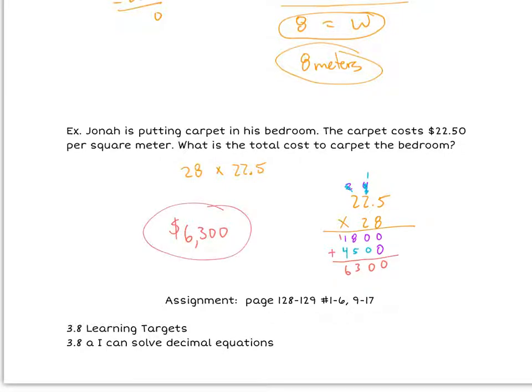It's too much. Whoa. Is that right? No, I don't think so. What did we forget? That's really expensive. We forgot our decimal. How many decimals are in this number here? 1. How many decimals are in this one? None. So how many total decimals is my answer? 1. So if I were you, I would put a decimal right here and erase that comma that I put in there.